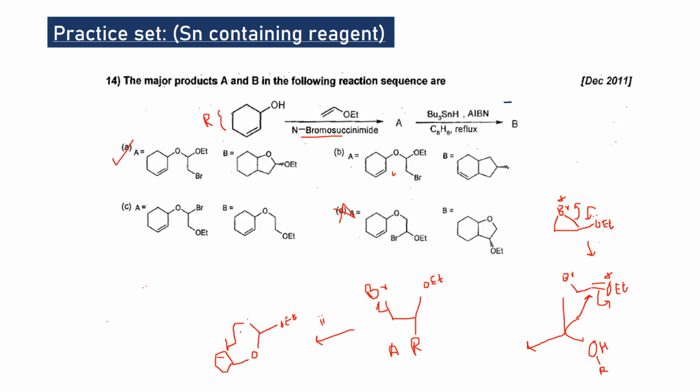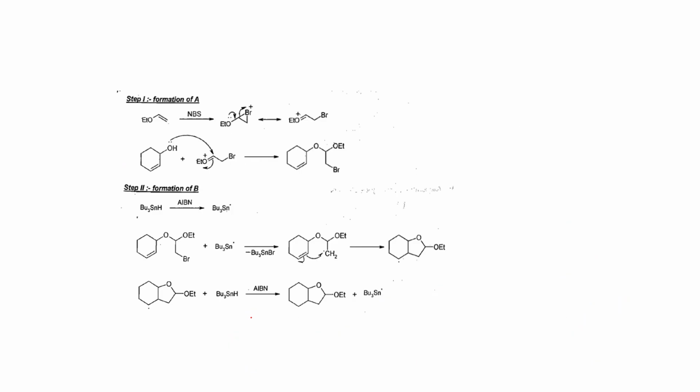Okay, so whenever you see Bu3SnH and any carbon halogen bond is there, this will undergo homolytic cleavage, forming a radical, and the reaction will go through a radical pathway. So this is our correct option. Just check once and note it down.